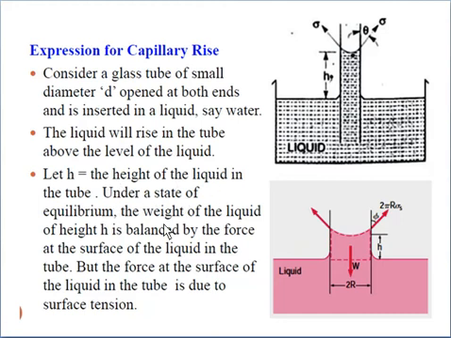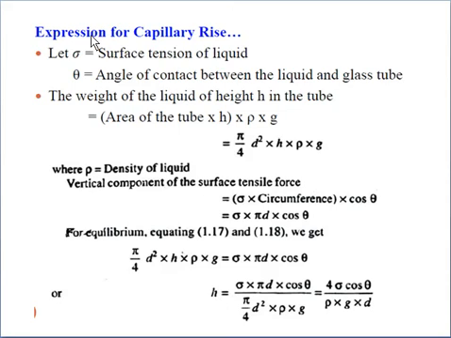Let h be the height of the liquid in the tube. Under a state of equilibrium, the weight of the liquid of height h is balanced by the force at the surface of the liquid in the tube. But the force at the surface of the liquid in the tube is due to the surface tension. Here the surface tension force is acting like this. Now let sigma be the surface tension of the liquid.